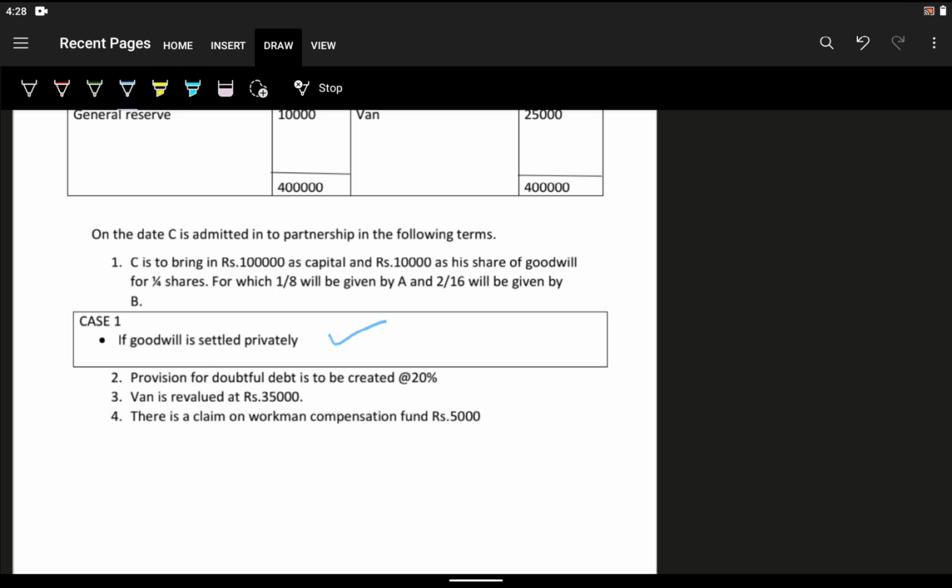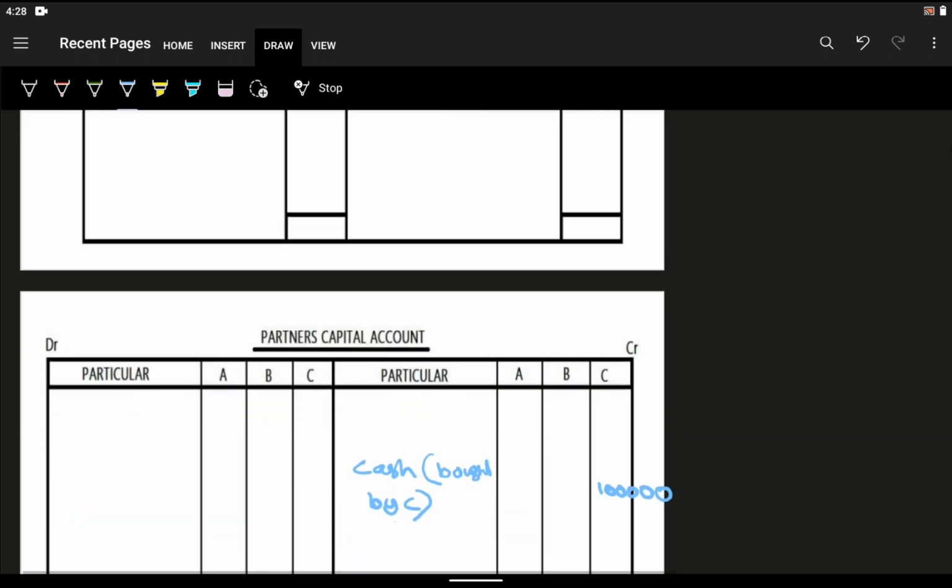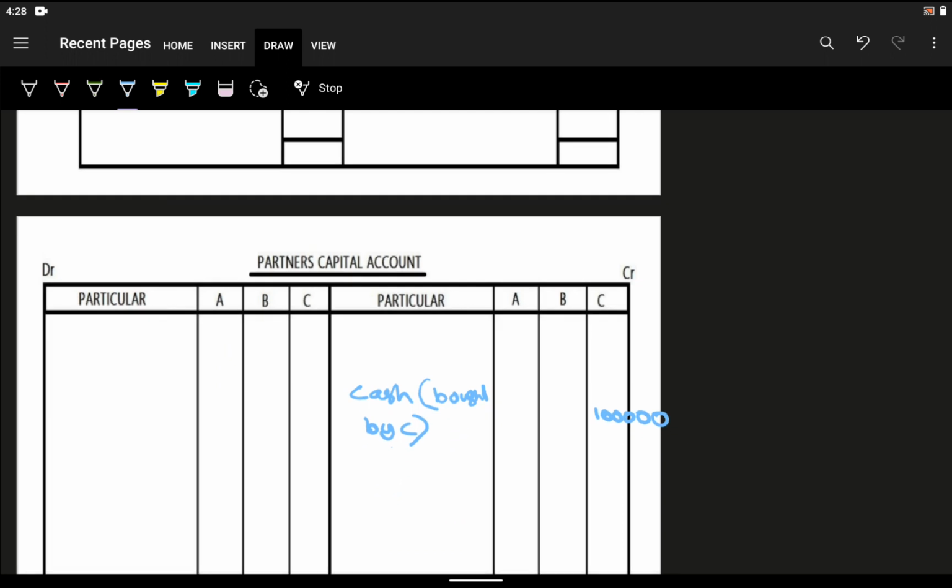So what are the other cases for capital? Maybe the capital can be brought in kind also. Sometimes the complete capital will come in cash. Sometimes the capital will come as half cash and half in the form of an asset. If that is the case, what will we do? Suppose imagine 50,000 as cash and the remaining 50,000 as furniture. So what will we do? Here the cash book will show only 50,000.